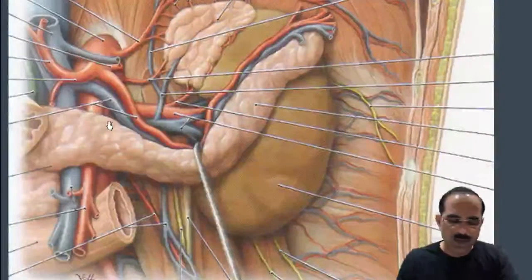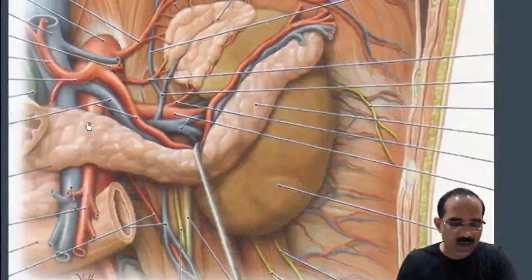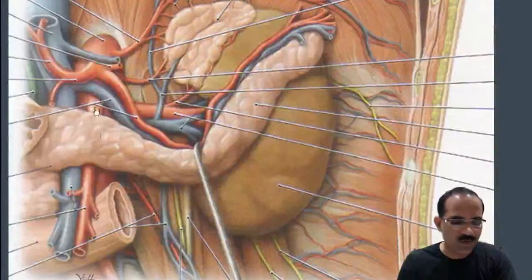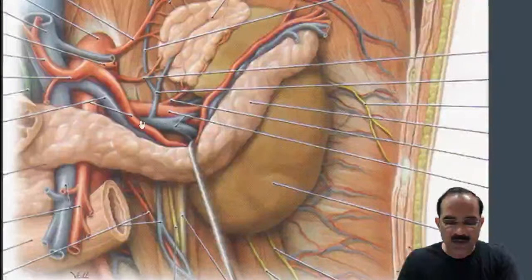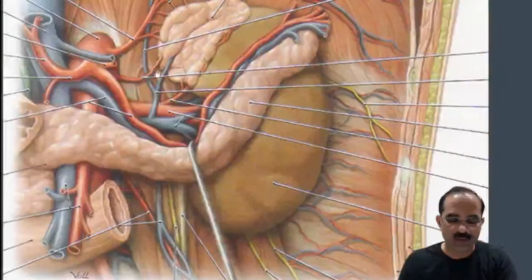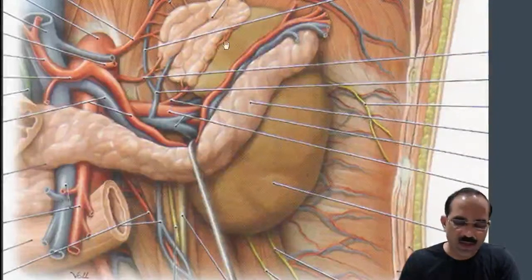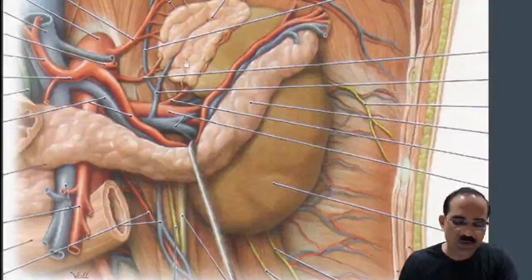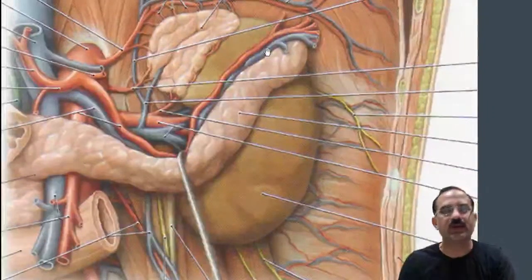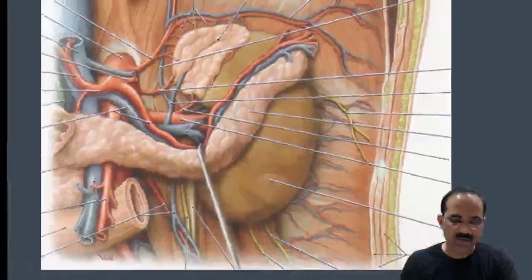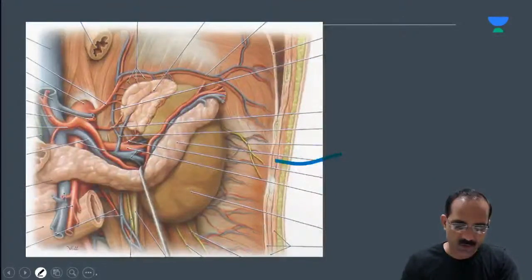Once again, have a look. Posterior relations of the body of the pancreas. Understand this. One is the aorta with the origin of the superior mesenteric artery. Second, the left renal vein. Third, the left crus of the diaphragm. Fourth, the left kidney. Fifth, the left suprarenal. And sixth is the splenic vein. Splenic vein. Perfect. Is this clear to all of you? Okay. So I'll just mention this for you quickly.